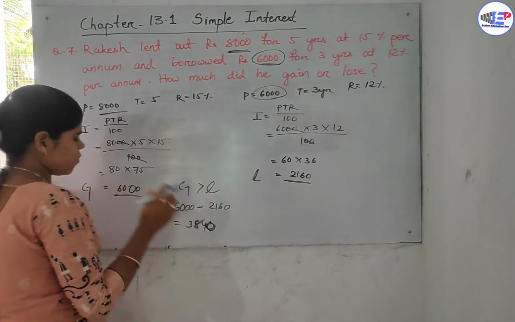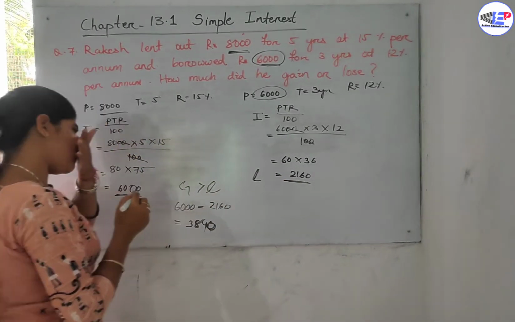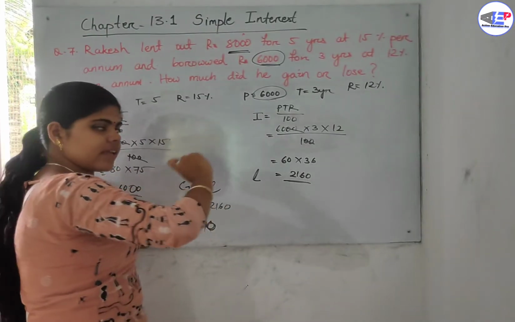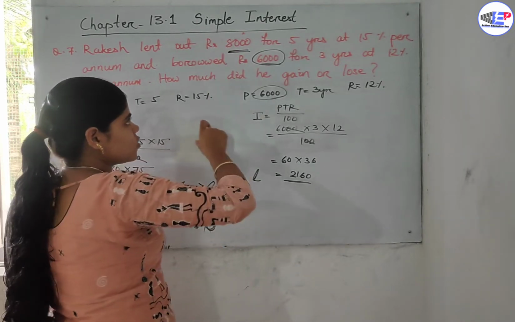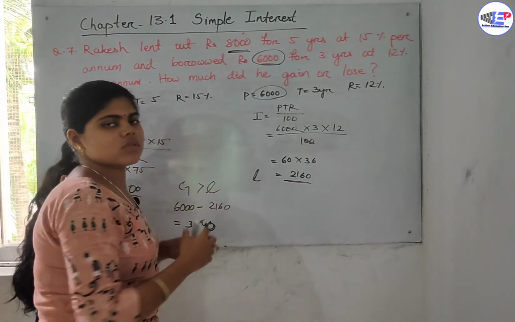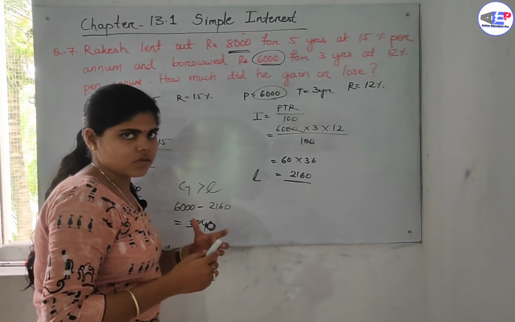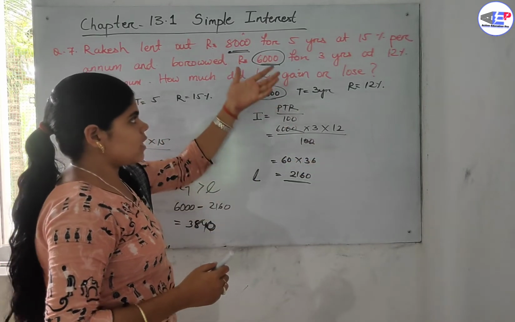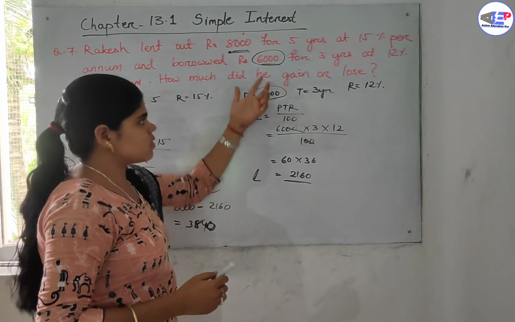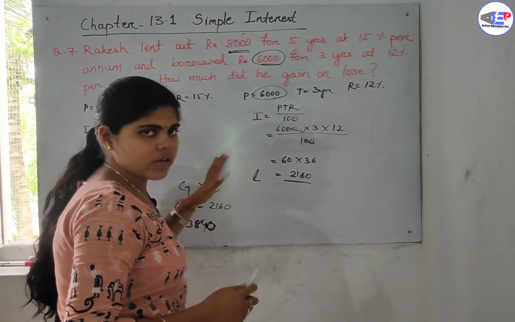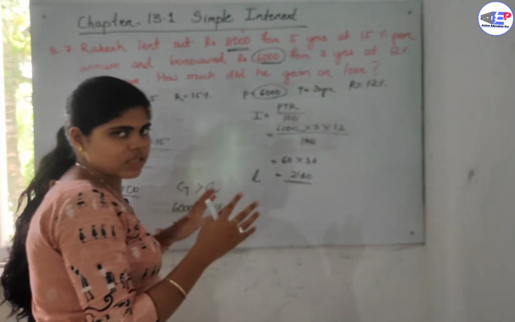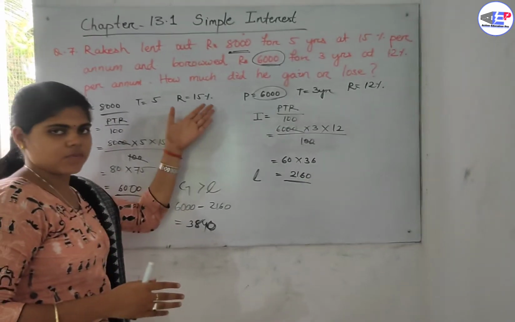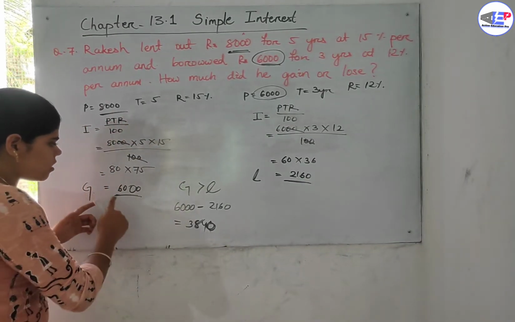He borrowed this money. Once again I repeat it in detail. Look here, Rakesh is a person. He lent this money and again he borrowed this money. He lent 8,000 rupees to another person and again he borrowed this 6,000 rupees from another person. Look here, he gives money 8,000 to another person, and also he takes money from another person. This is 6,000 rupees. So here you have to calculate separately, differently for each case. So in my first case, here P is 8,000, T is 5 years and rate of interest is 15%. So he will get the interest is 6,000 rupees.